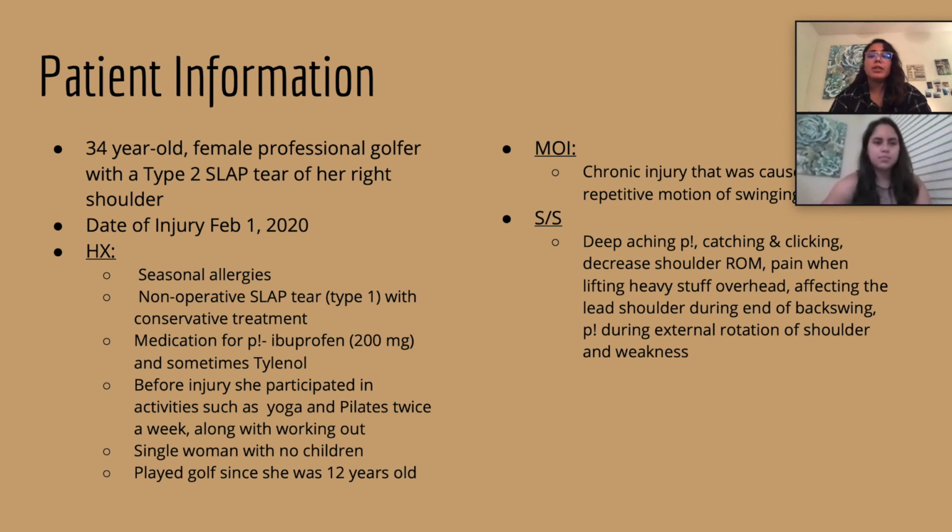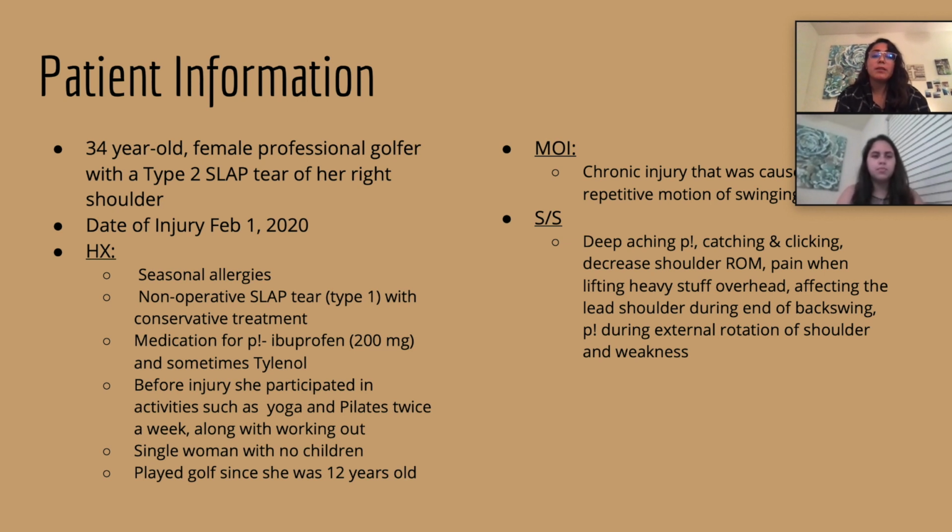Before she was injured, she participated in activities such as yoga and Pilates twice a week, along with working out. She is a single woman with no children, and she has played golf since she was 12 years old. The mechanism of injury for her SLAP tear was chronic overuse, the repetitive motion of swinging as she's hitting the golf ball for her sport.